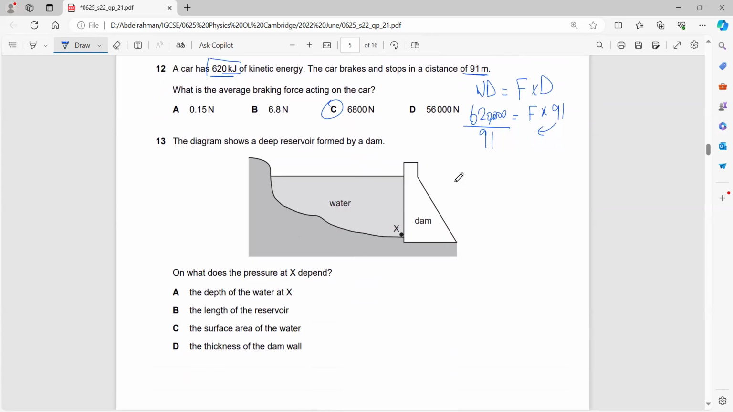Anyway, question 13. On what does the pressure at point X depend? A, the depth of the water. Definitely. Yeah, the depth.